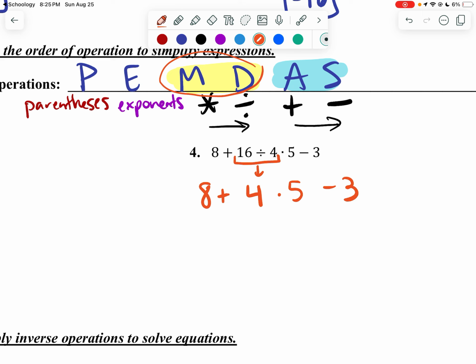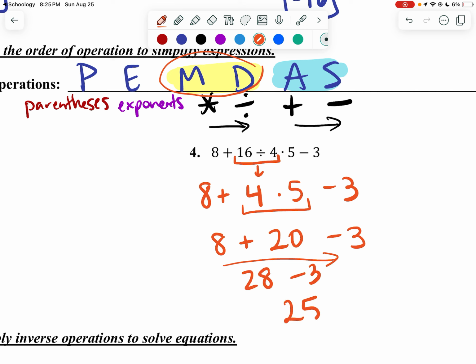Okay, so then next step would be the multiplying part. So 4 times 5, that's 20. Leave everything else, and now you can just go left to right. Okay, so 8 plus 20, that's 28. 28 minus 3 is 25.